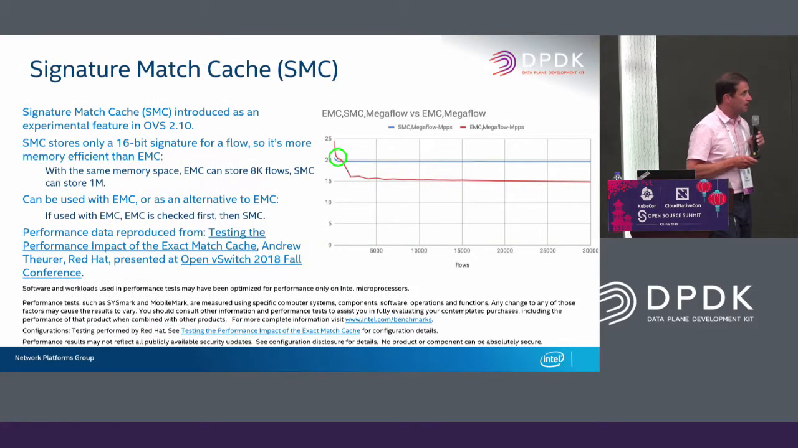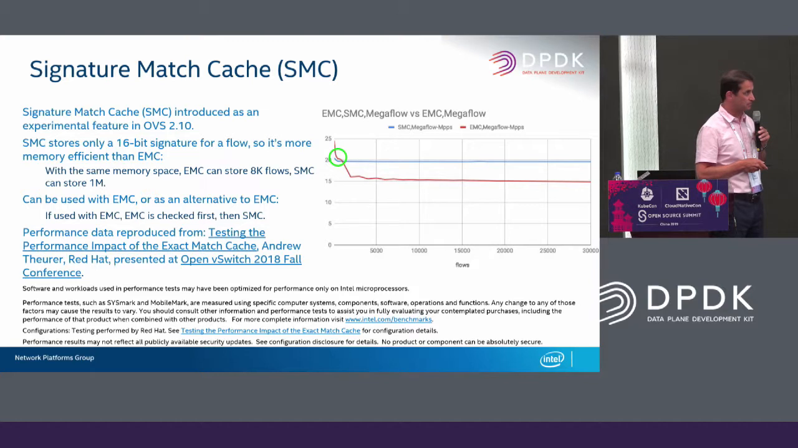And the last OVS-related one then, the signature match cache. So this went into OVS 2.10 as an experimental feature. It's, if you like, an alternative to the exact match cache. You can use the two of them together. The key point of it is it stores only a 16-bit signature for a flow. So it's very memory efficient. So with the same memory space where EMC can store 8K flows, with the signature match, you can do 1 million flows.